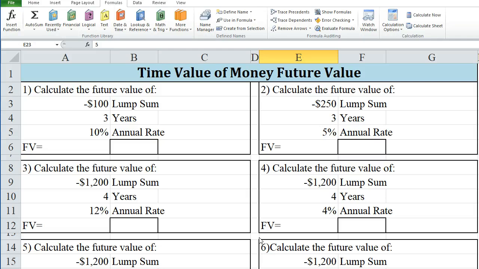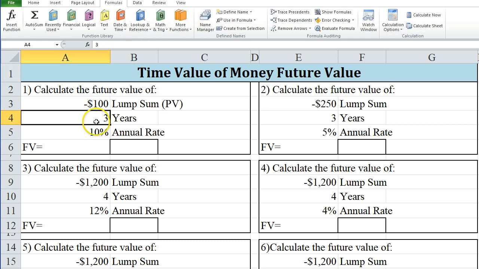This is the first tab called Future Value, and we're calculating the future value of 10 various problems. The first problem is calculating the future value of a lump sum of $100. Notice there's a negative sign before the $100 because this is what we call present value. So this lump sum is actually the present value.